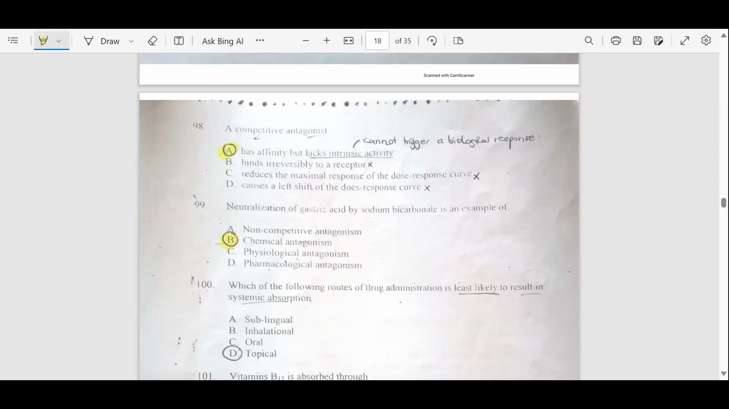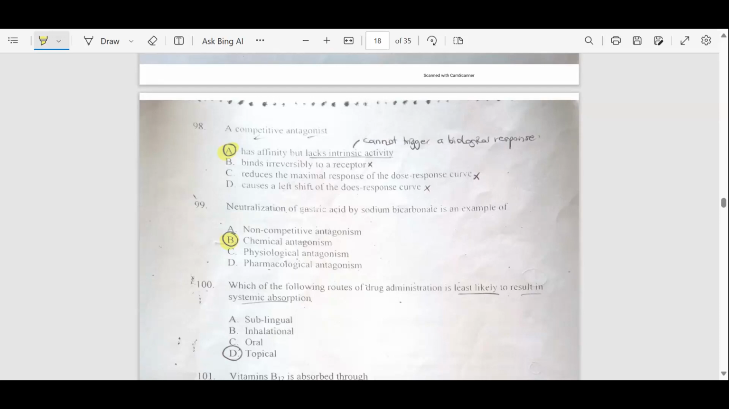A good example is, again, for asthma: adrenaline will bind to the beta 2 receptor and cause bronchodilation. Histamine, on the other hand, will bind to histaminergic receptors and cause bronchoconstriction. That is physiologic. We're having drug A or hormone A binding to receptor A, and drug B or hormone B binding to receptor B, and eliciting two opposing actions.